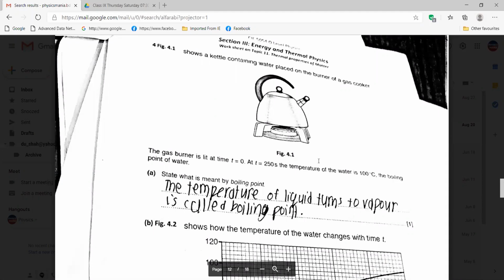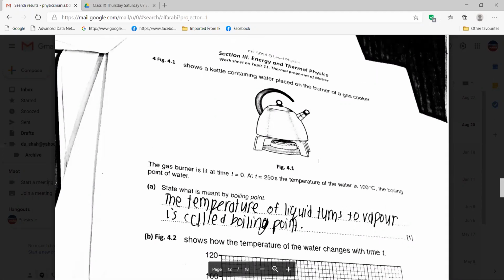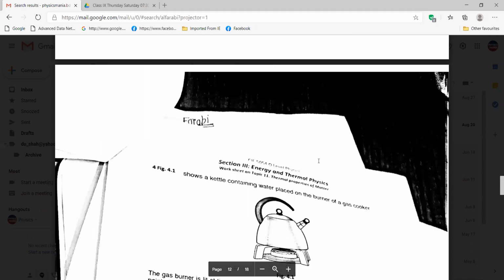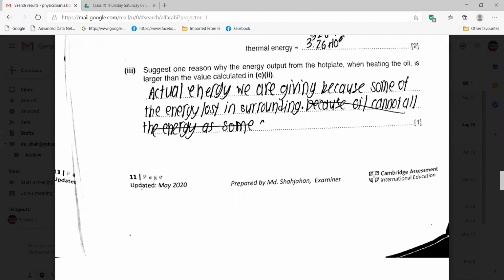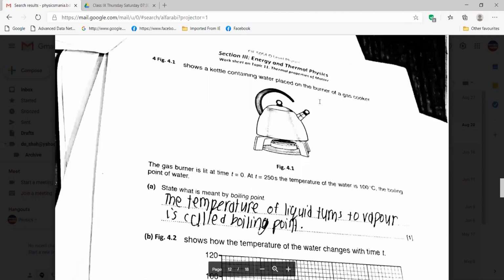Did you write that one? Farabi, did you write this one? Actual energy we are giving is larger. Yes, sir. Okay, now question 4. Please go through question 4. Yes, sir.